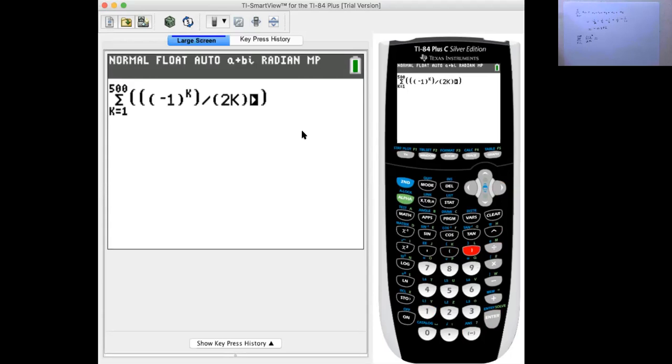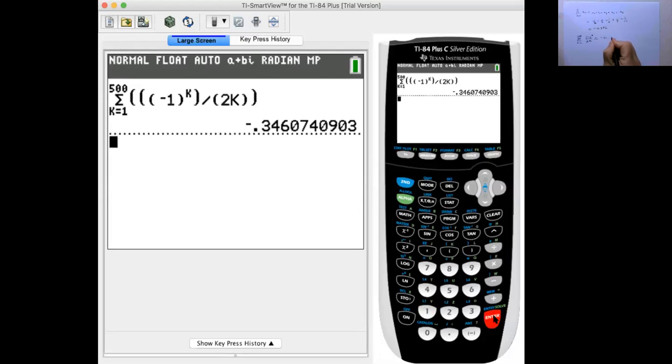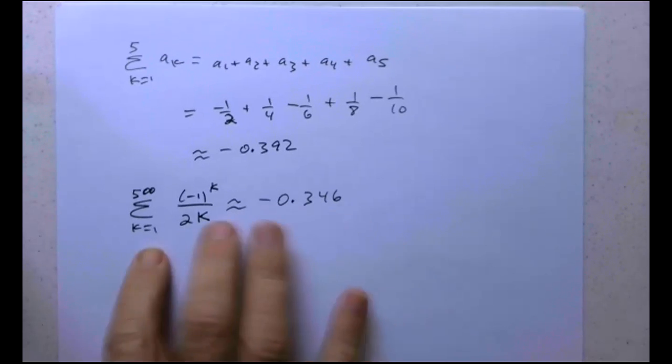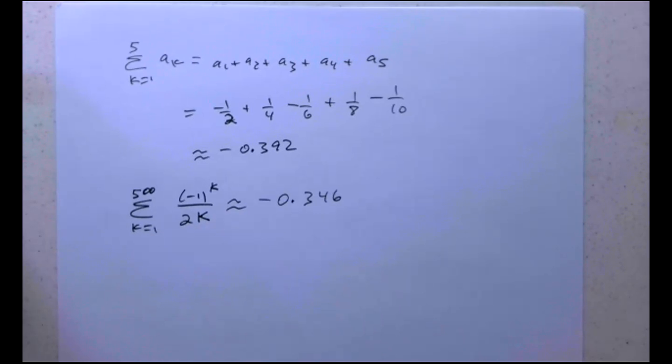And then you can see this parentheses here is for just the summation notation. And what do we get? It's going to take a little while for this to compute. No surprise there. It's got to add up 500 numbers. Negative 0.346. So in the neighborhood of the negative 0.392 that we had when we just added the first 5. So it kind of gives us an idea that maybe this thing converges, and we will prove that in later classes.